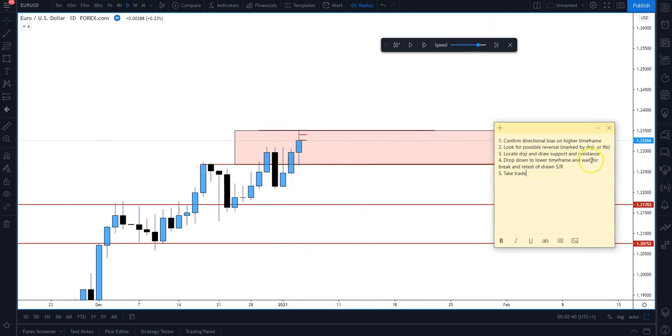Drop down to a lower time frame and locate the doji on the lower time frame.